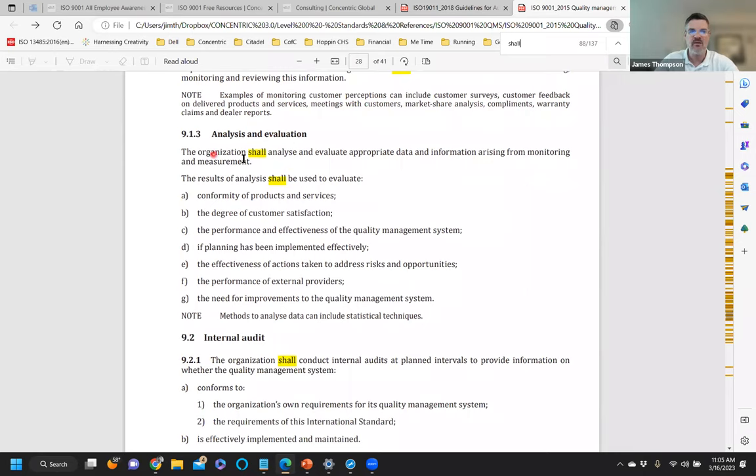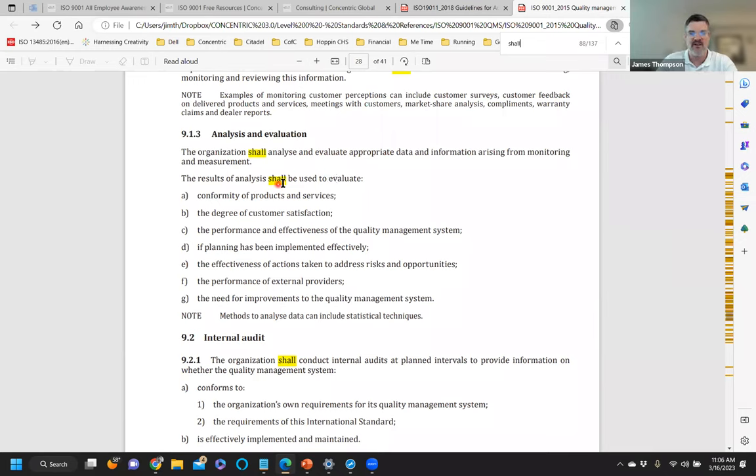Analysis and evaluation. The organization shall analyze and evaluate appropriate data and information arising from monitoring and measurement. Appropriate data, that's very vague. You need to figure out if we're meeting our mark, if we're going in the right direction, if our products are good at this stage, or if our services are great with all of our hotel guests. How do you know? How are you going to analyze that? You can collect a lot of data, but how do you look at that data and information to help you understand your check process, that check piece of your business? And then that's when you really get into clause 10, which is taking action on those things that maybe aren't done so well.